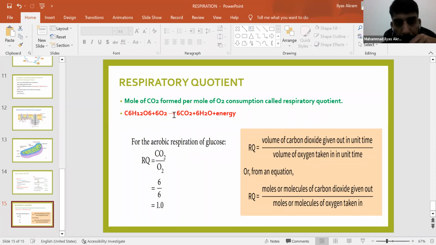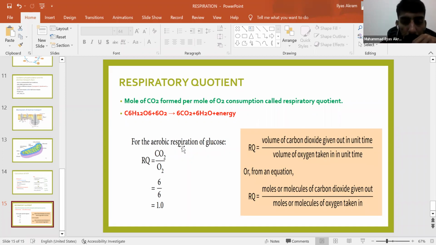What is the formula of the respiratory quotient? It is the moles or molecules of carbon dioxide forming on the product side over the moles or molecules of oxygen consumed by the glucose molecule. So we place carbon dioxide on the upper side and oxygen on the lower side and divide, and we get just 1.0, because 6 carbon dioxide molecules are produced on the product side, while 6 molecules of oxygen are consumed by glucose on the reactant side. So 6 over 6 is 1, and this will change for different substrates such as lipids, carbohydrates and proteins.